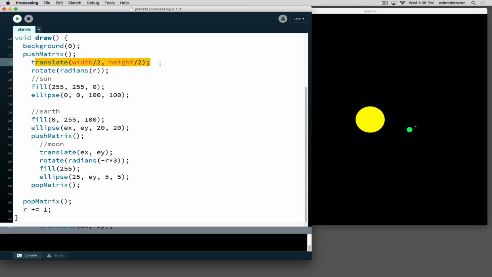So I translate to the middle of the screen. I'm choosing rotate R. Now R is saying I want to go 1 degree every frame of my program, so 60 degrees per second if we're running at 60 frames per second. Fill with yellow, draw an ellipse for the sun. Then I'm going to draw the Earth so that the Earth is rotating around this same spinning sun.